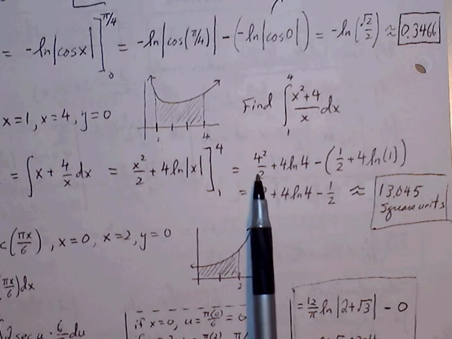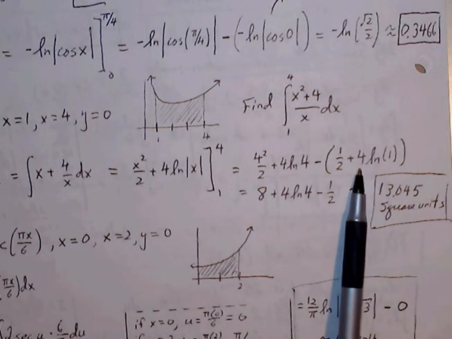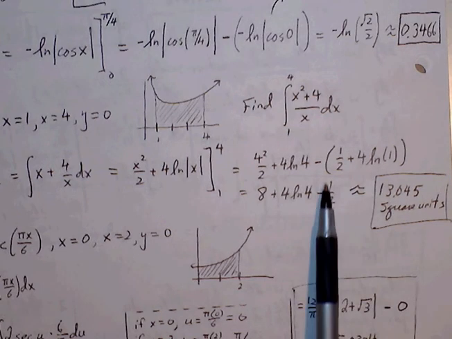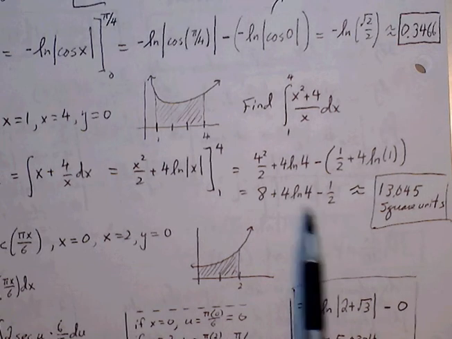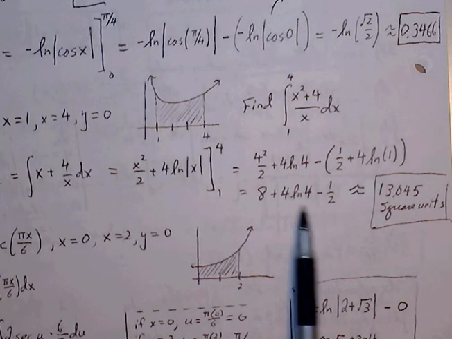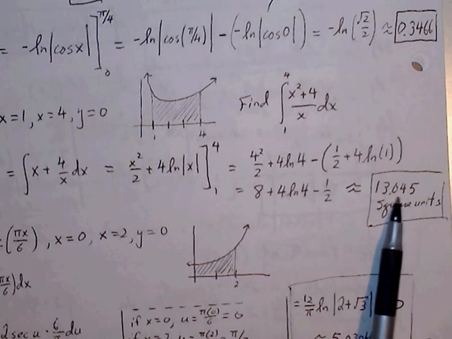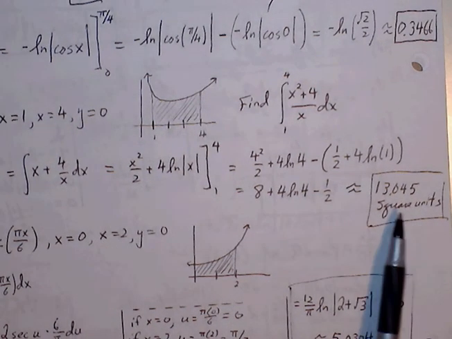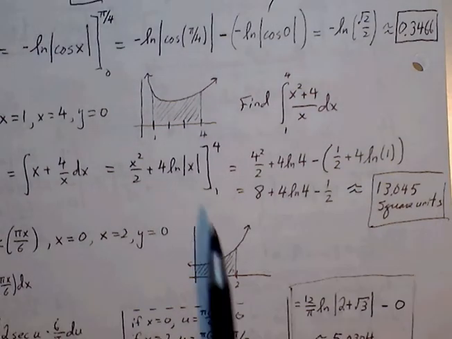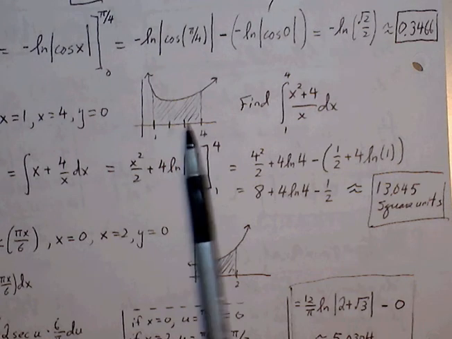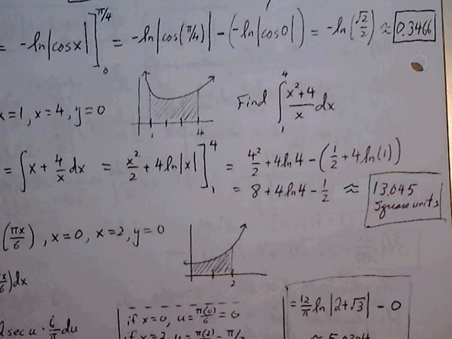Okay. This reduces to be 8 plus 4 natural log of 4. Natural log of 1 goes to 0. Distribute the negative, negative 1 times 1 half is negative 1 half. So this is our specific solution, but if we wanted to plug in the calculator, we can write it as a decimal solution, 13.045. Definite integral in this case, we're trying to find the area, so area will be in square units.